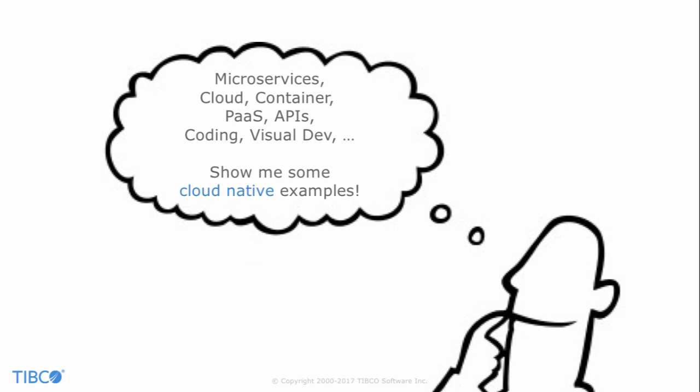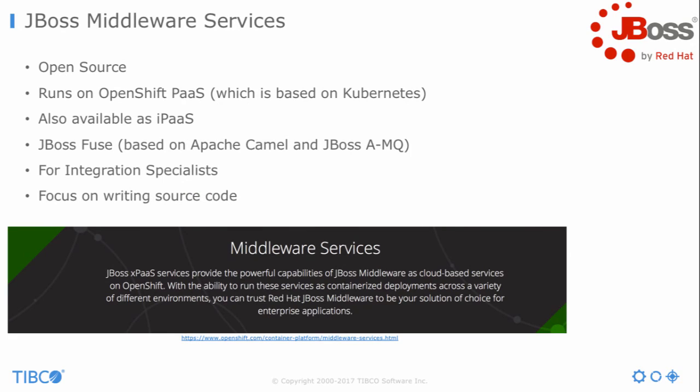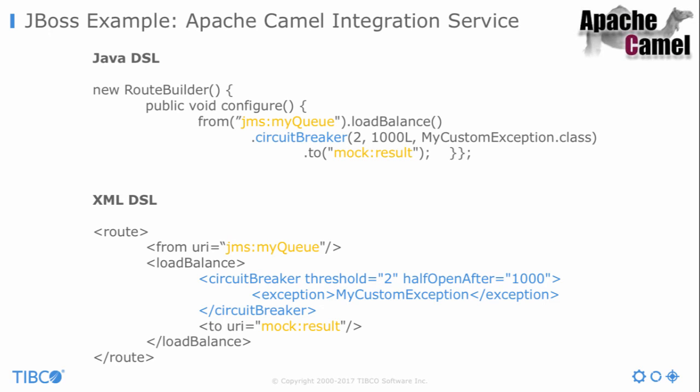Okay, so now we have seen a lot of terms, microservices, cloud container, cloud-native, and so on. Let's take a look at a few examples. If you want to do just coding, then you can use, for example, JBoss middleware services. They run natively on OpenShift and leverage a lot of cloud-native features. Here you use, for example, Apache Camel for coding.